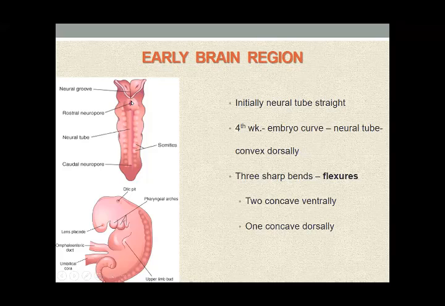Okay. Now what happens is that in the fourth week this neural tube begins to bend. It bends because it is growing longer and space has become less. So it begins to bend dorsally, in a dorsal direction. Because of this bending, it has three sharp flexures. Flexures means bends. Two flexures are concave anteriorly, and one flexure is concave posteriorly. Now let's look at these.